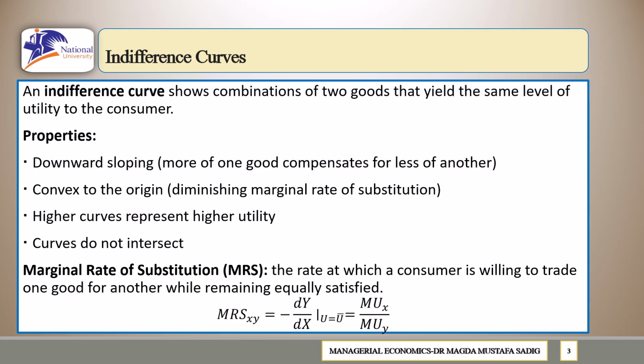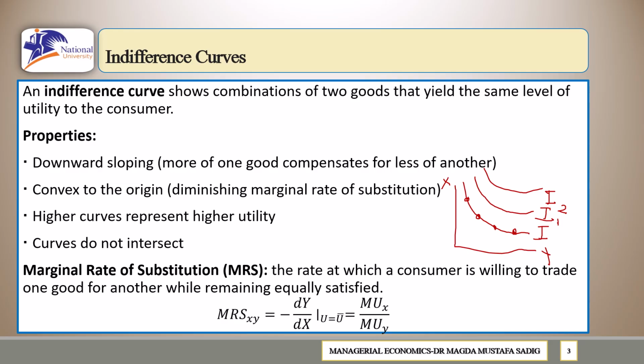Let me take a laser pointer. So if this is product X and this is product Y, this is the indifference curve where all combinations of X and Y provide you with similar utility. Higher indifference curves, Y1, Y2, will give the consumer higher utilities.